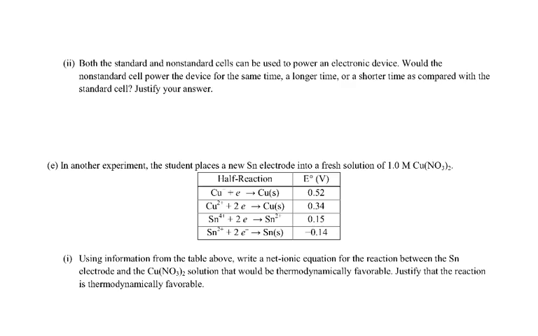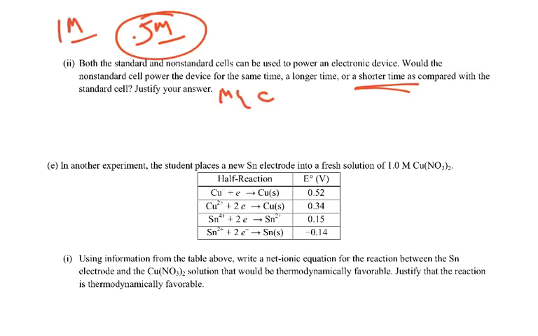Last little part. Both the standard and non-standard cells can be used to power an electronic device. Would the non-standard cell power the device for the same time, a longer time, or a shorter time? My new non-standard cell has only half as much chemical. I have 0.5 molar solutions instead of 1 molar solutions. So if I only have half as much chemical, it's only going to work for about half the time. I get the same voltage, but it's going to be a shorter time because my chemicals are going to run out.